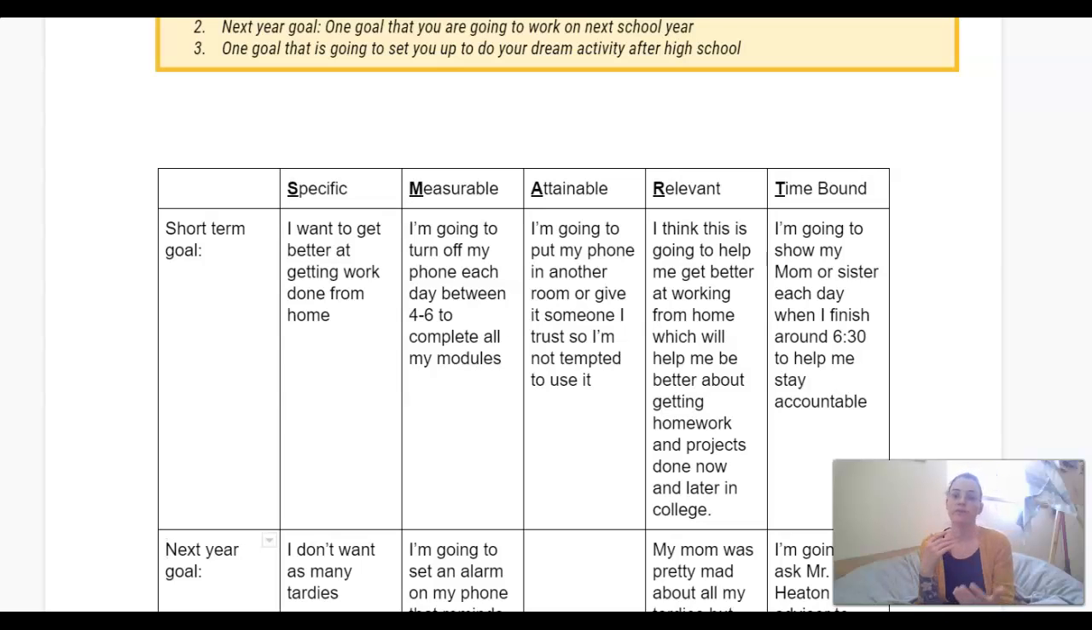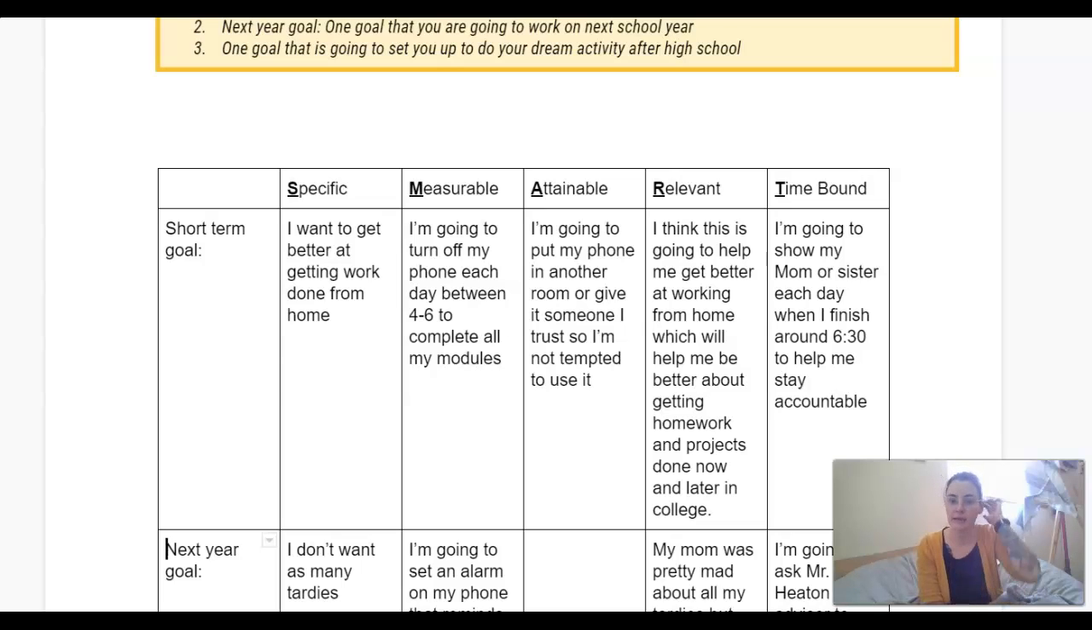Okay, so for me, if I was a student, I'd be like, oh, I think this is going to help me get better at working from home, which is going to help me be better about doing homework and projects now and in college and stuff. So next year, I've never been good at turning in homework because I hate it. And I have a hard time focusing at home. So if I can figure this out now, that's going to be useful to me later. Not just now, but later.